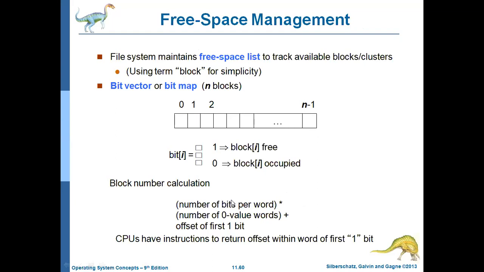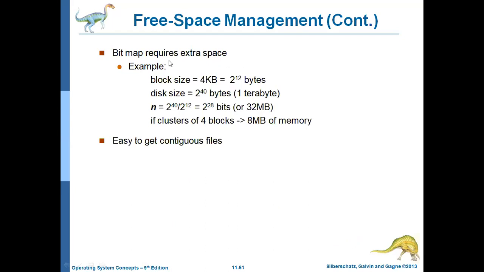Block number calculation, how is that done: number of bits per word times number of zero-value words, plus offset of first bit. CPUs have instructions to return the offset within a word of the first bit. Bitmap requires extra space. For example, block size I have 4 KB, that equals 2 raised to 12 bytes. Disk size I have 1 TB, that is 2 raised to 40 bytes.